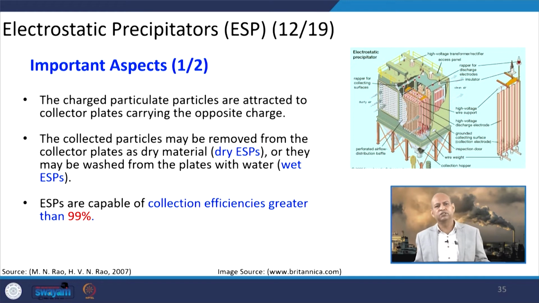For example, the charged particles are attracted to collector plates carrying the opposite charge. The collected particles may be removed from the collector plates as dry material, that is dry ESPs, or they may be washed from the plates with water, wet ESPs. So, two kinds of ESPs may be there, dry electrostatic precipitators or wet electrostatic precipitators, depending upon how we remove the particles. These ESPs are capable of collection efficiencies greater than 99%, even 99.9% sometimes, which can be achieved by electrostatic precipitators.